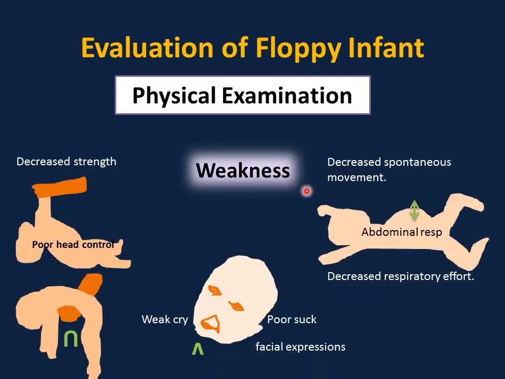Signs of weakness in cases of hypotonia. If you hold an infant in supine position and pull the infant by the hands to a sitting position, you will see there is no head control whatsoever. Even a newborn infant is able to control the head momentarily. Absence of head control beyond 4 months of age is abnormal.